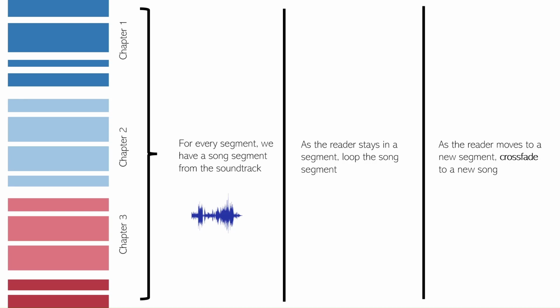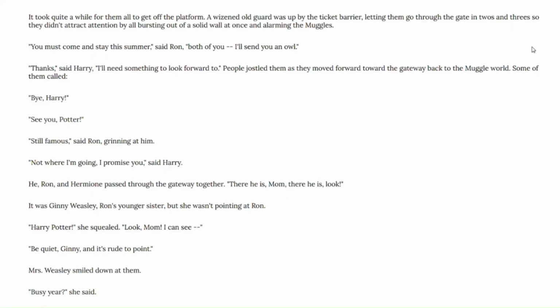Now, the key component here is how we put everything together. So as the reader moves on to a new book segment, we automatically crossfade to a new song. This not only ensures a continuous, uninterrupted listening experience, but it also ensures that musical transitions aren't really abrupt. Here's a quick demo to give you a sense of our soundtrack.